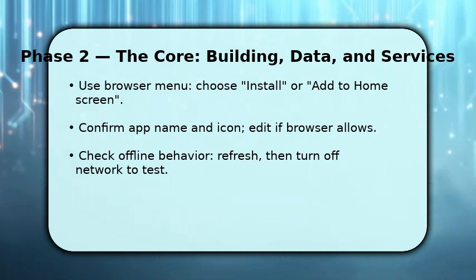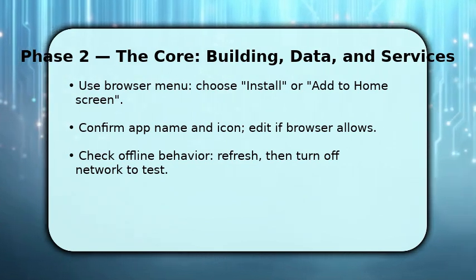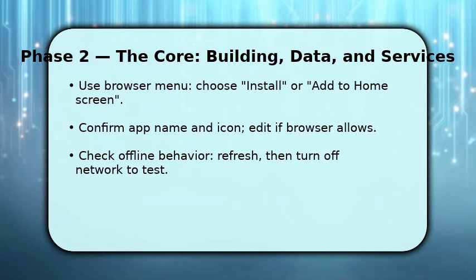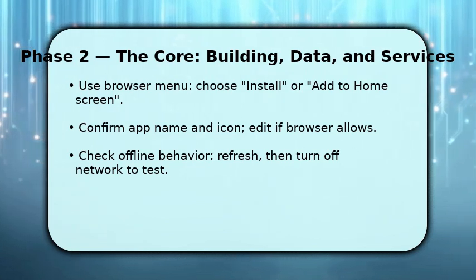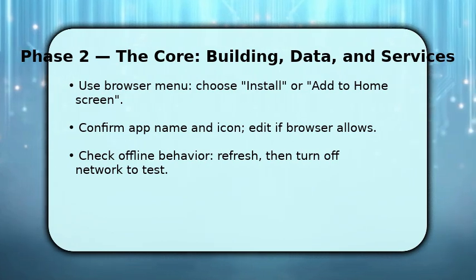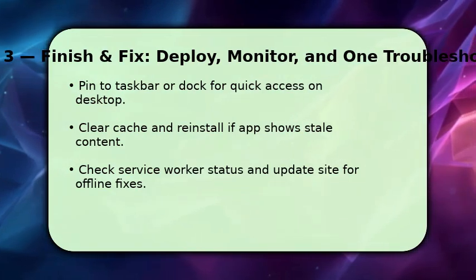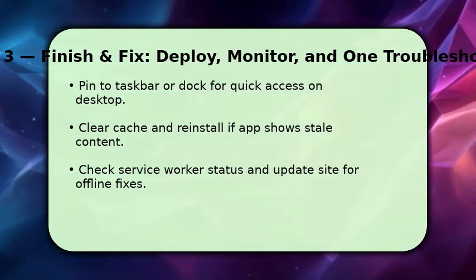After installing, open the new app window. It should run in a minimal frame. To verify, refresh while online, then disable the network to test cached pages and functionality. This confirms the site behaves like a standalone app. You finish by pinning the app to your taskbar, dock, or home screen for one-tap access.